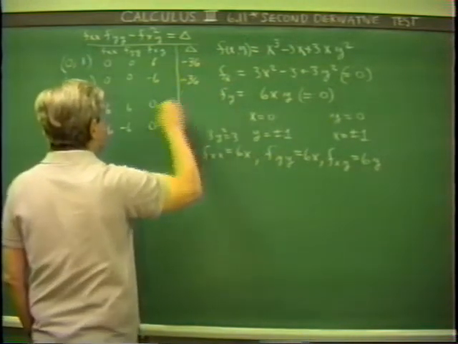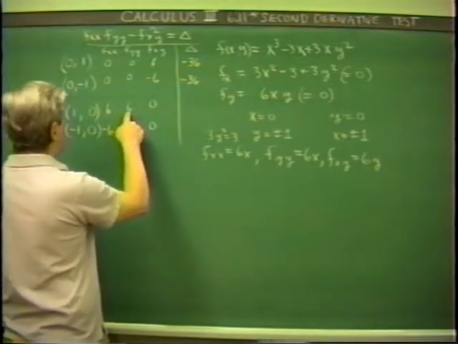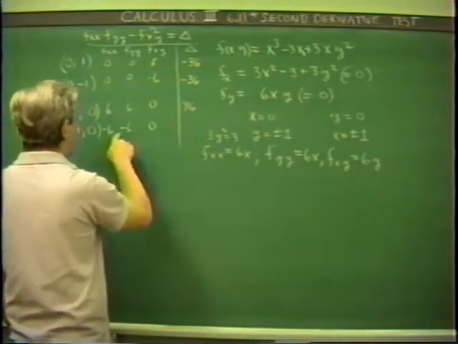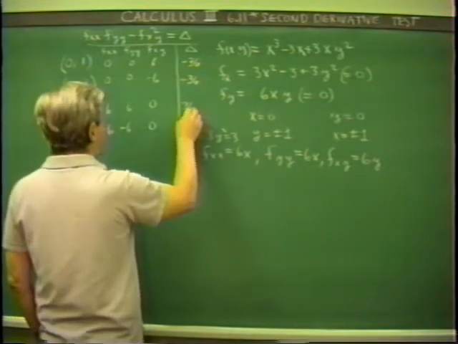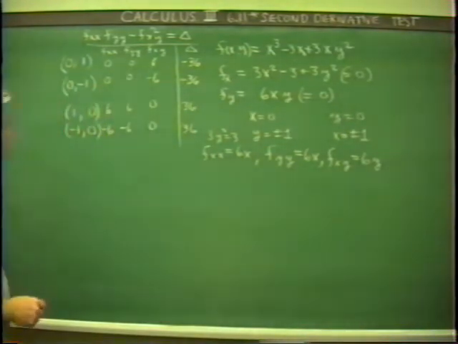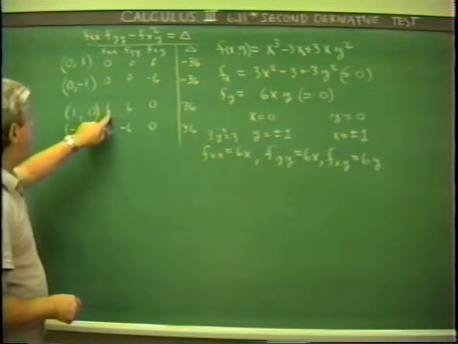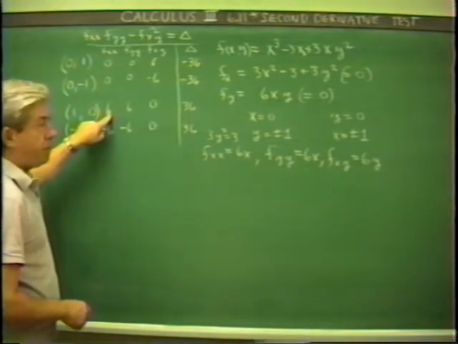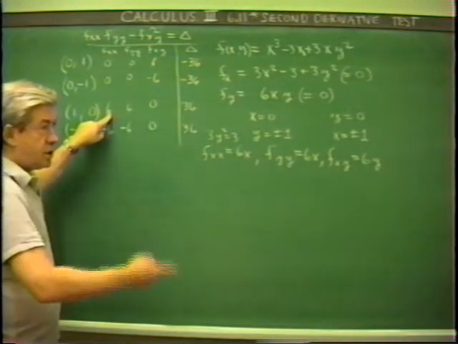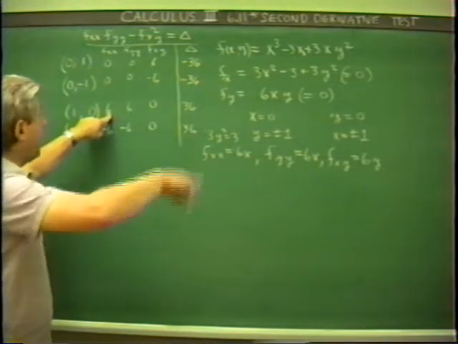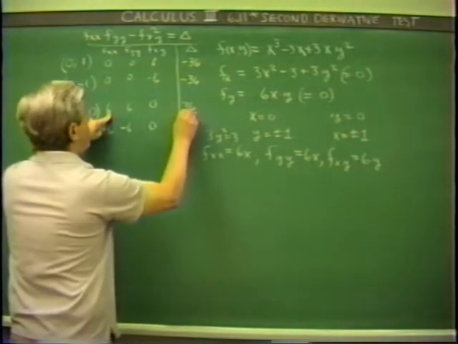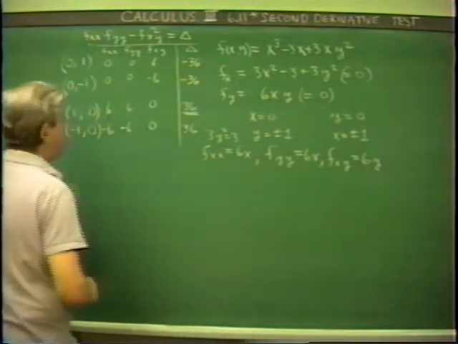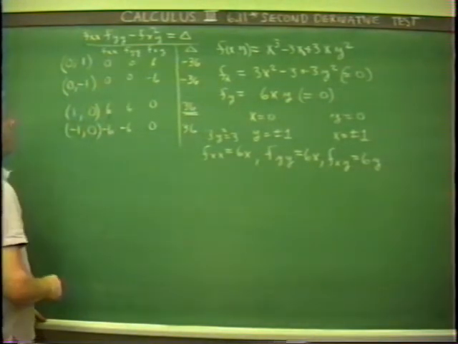So delta here is going to be this times this minus this squared, which is going to be minus 36. Delta here is going to be minus 36. Delta here is going to be 36, and delta here is going to be 36. So that indicates that, since the partial with respect to x and with respect to x is 6 at this point, this indicates that you can have concave up as a possibility.